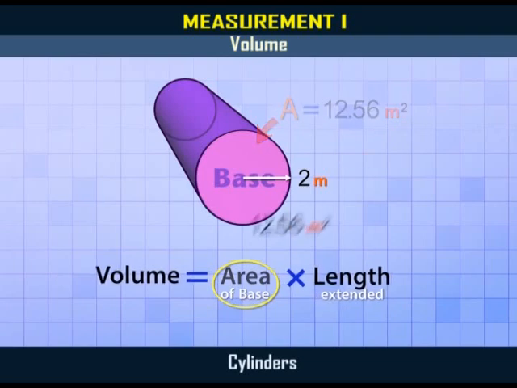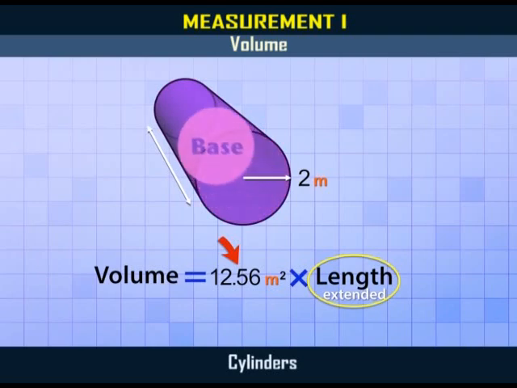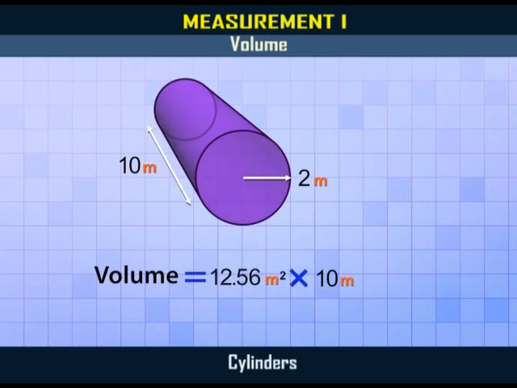Now that we know the area of the circle, to find the volume of the cylinder, we just multiply that area by the length that the circle was extended, which happens to be 10 meters. 10 meters times 12.56 square meters gives us 125.6 cubic meters. So the volume of this cylinder is 125.6 cubic meters.